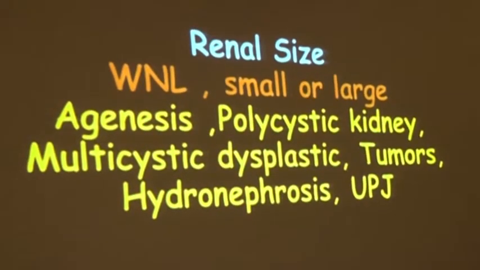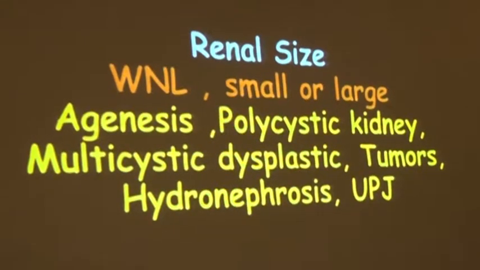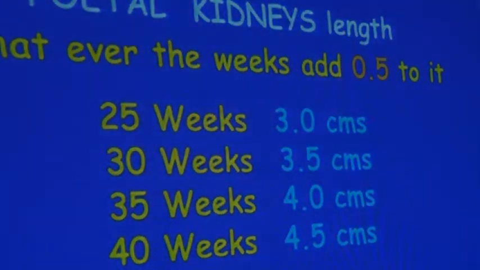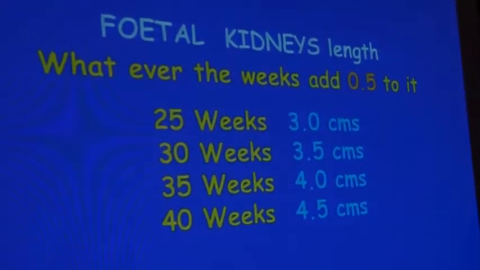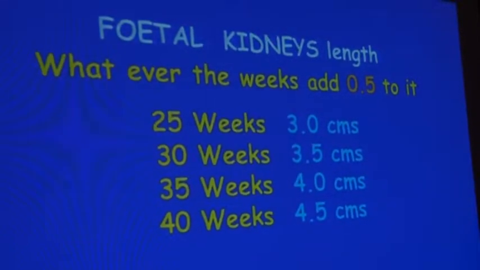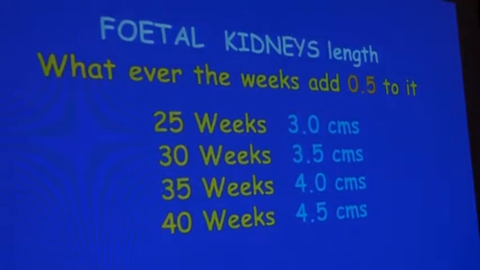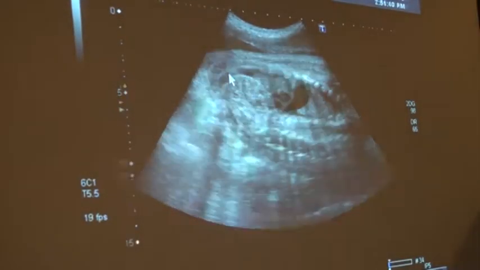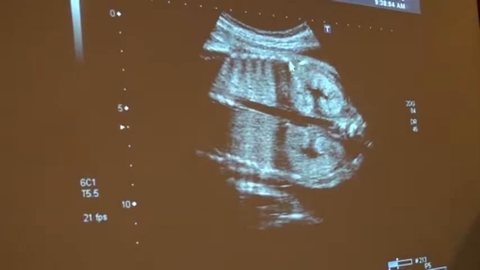Renal size: within normal limits, small or large, agenesis, polycystic kidney, multicystic dysplastic, tumors, hydronephrosis, UPJ. The formula is very simple. Whatever the gestational age, add 5 to it, put a dot, becomes the length of the kidney of that fetus. It is a ready reference to check whether the kidney of the fetus is large or small. So here is the kidney, that's the length of the kidney, so I'll skip that. This kidney is echogenic and large, so you take the length, and we know the formula, whatever the gestational age, plus 5, put a dot, should be the length of the kidney of that patient. So it varies with the gestational age.